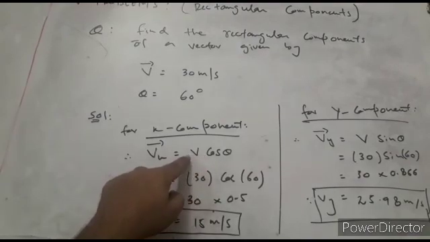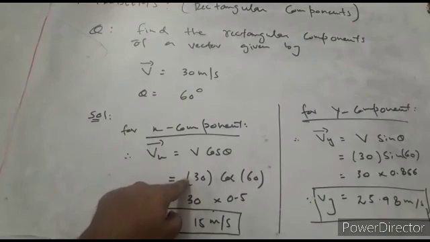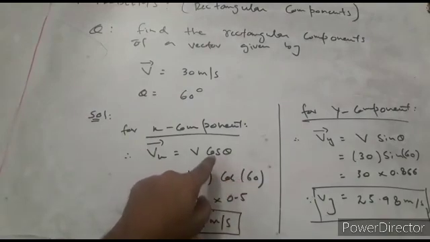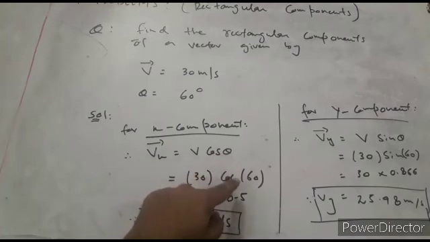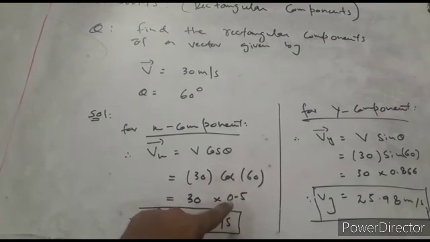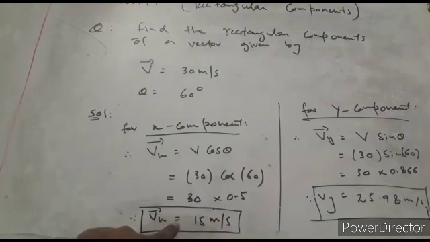So we put the value of V, which is basically the magnitude given over here, 30, and the angle over here is 60 degrees. We first find with the help of a calculator the value of cos 60, and it's 0.5, and then we multiply this with 30. So we got the answer 15 meters per second. This x component of the vector is 15 meters per second, Vx.